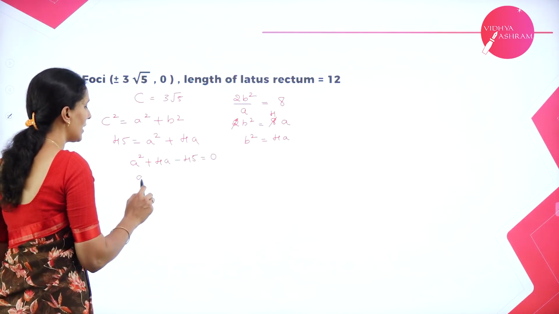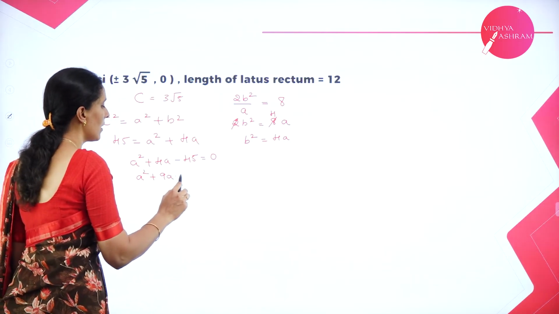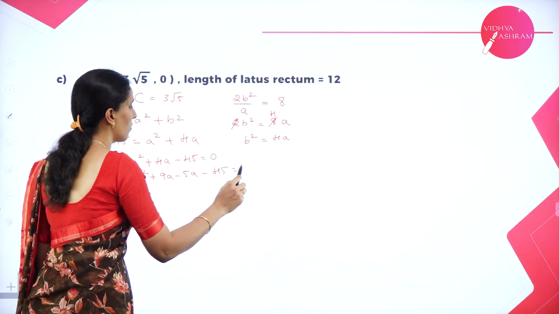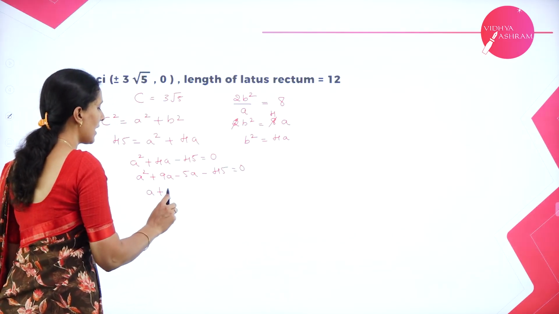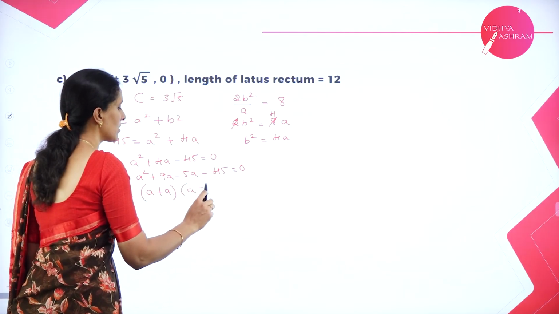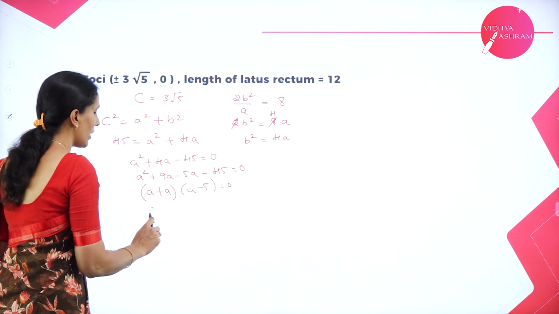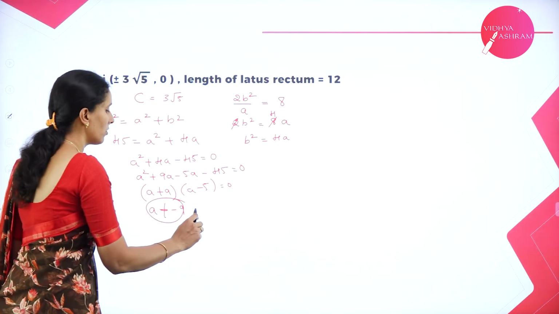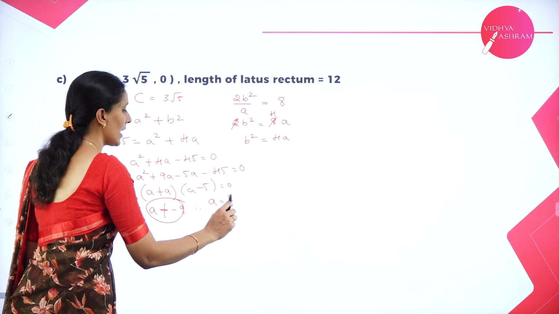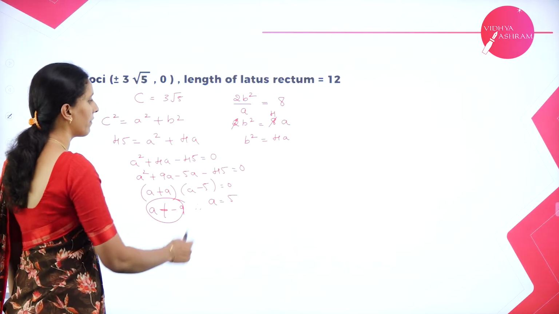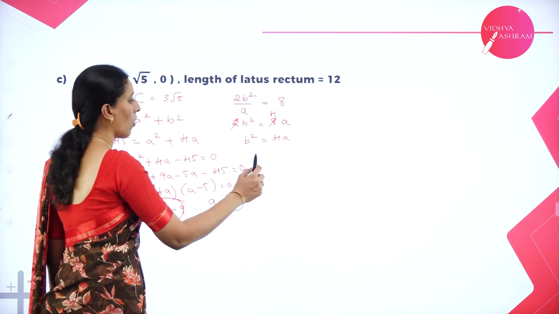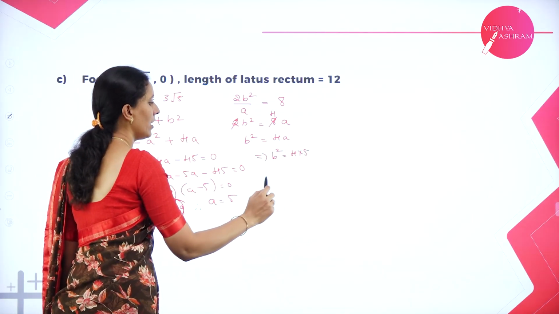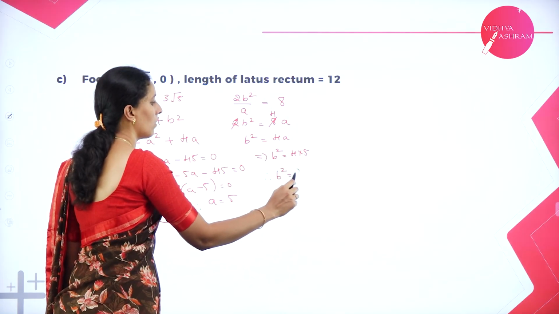So solving this, I'll get a square plus 9a minus 5a minus 45 is equal to 0, or (a plus 9)(a minus 5) is equal to 0. So a cannot be equal to minus 9 because a cannot be negative. So therefore the only possibility is a is equal to 5. So guys, if a is equal to 5, then according to this equation I get b square is equal to 4 into 5. So therefore b square is equal to 20.